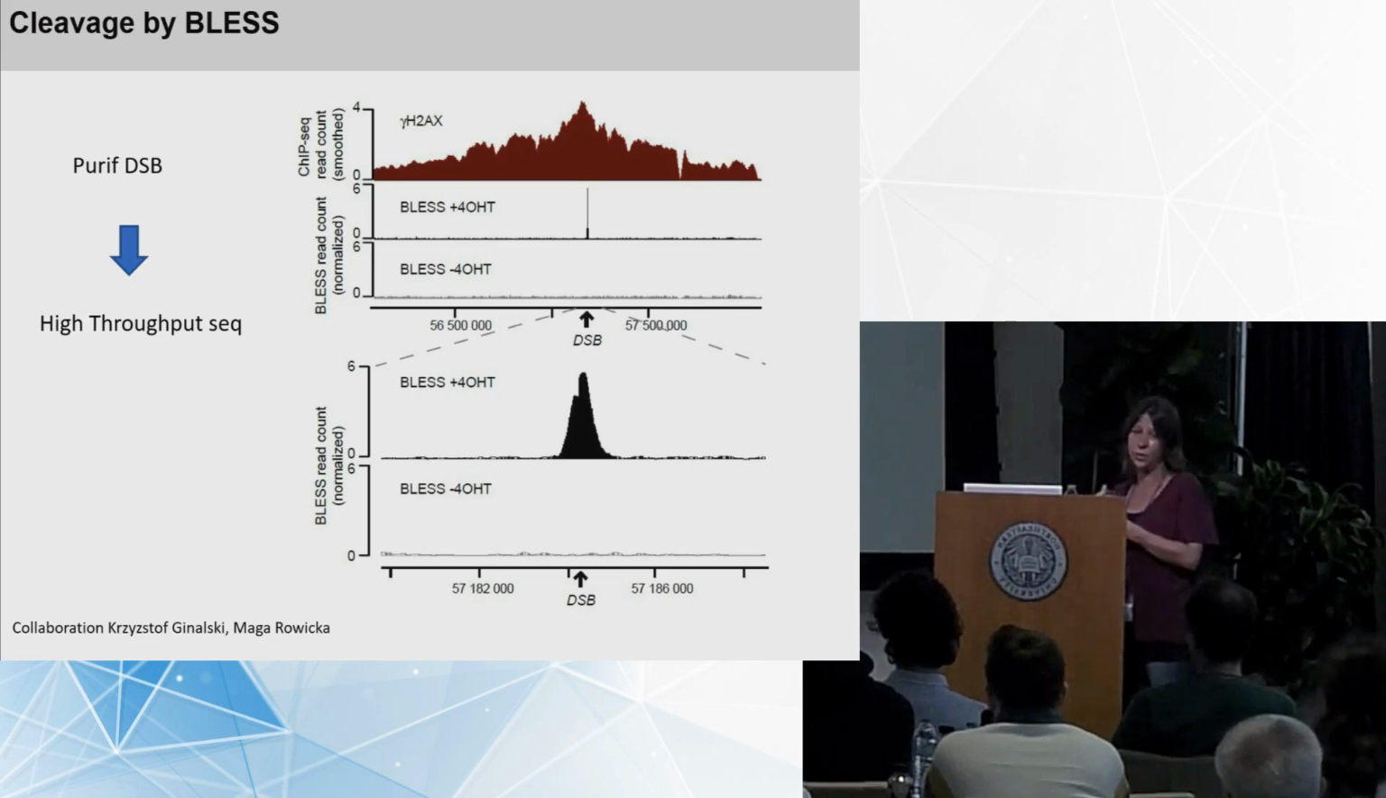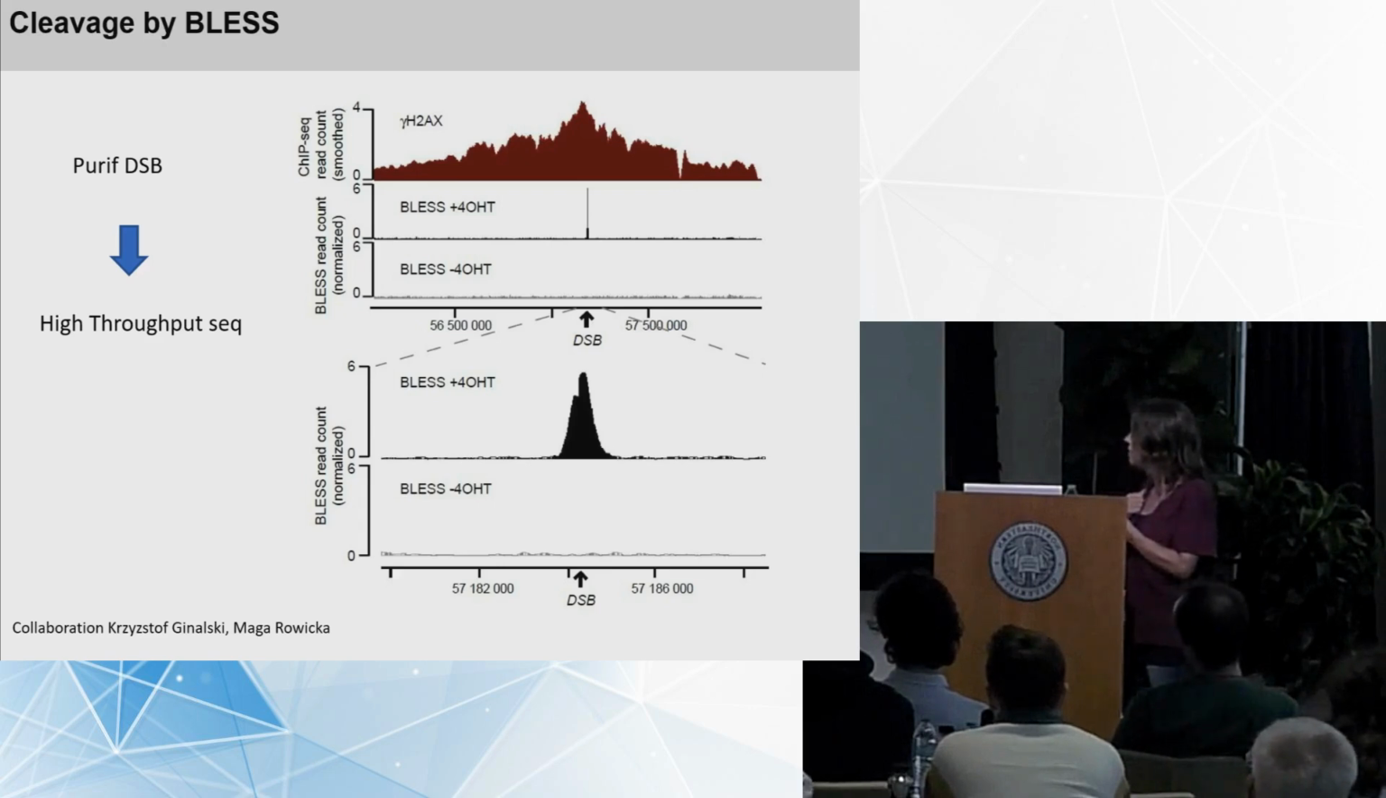Because the breaks are annotated, we use this system together with a lot of high-throughput genomic approaches in the lab. For instance, here what you can see is that we use BLESS, which is an NGS-based experiment that allows you to determine the position of DSBs on the genome.